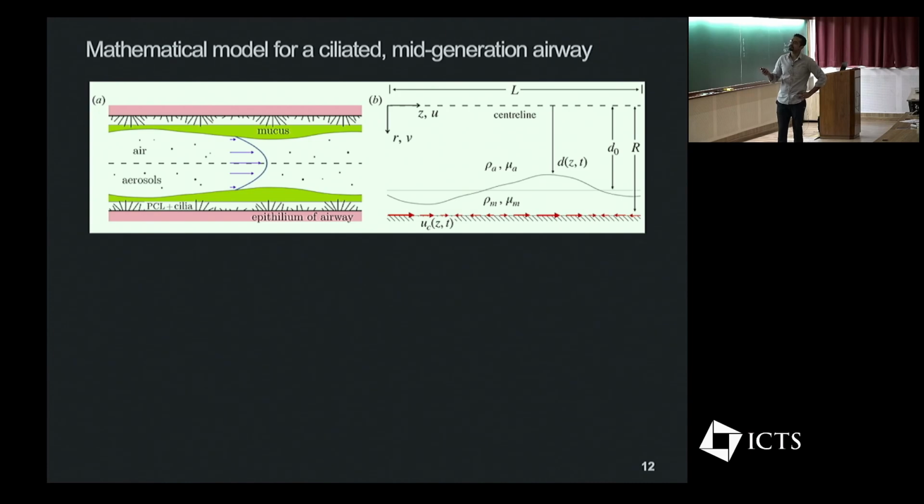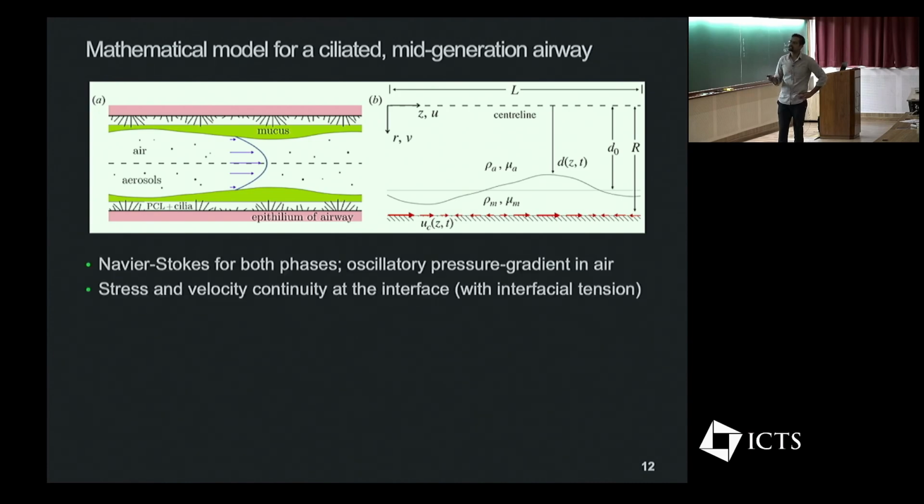And at the wall, we apply the Celia boundary condition to mimic this transport. So we have the Navier-Stokes for both phases. We apply an oscillatory pressure gradient in the air to mimic breathing. And we apply the usual boundary conditions at the interface.